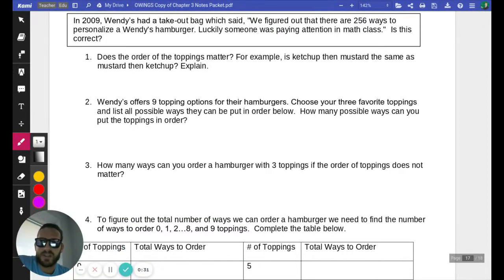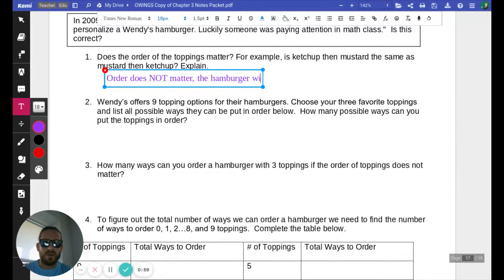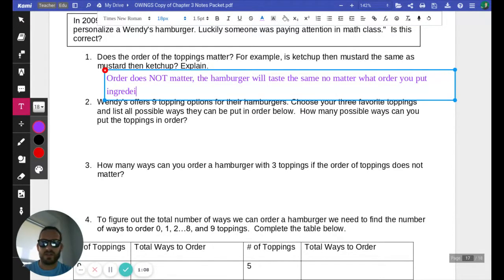First, does the order of toppings matter? Is ketchup first, then mustard the same as mustard and then ketchup? Yeah, kind of. If you put on ketchup first and then mustard, it really doesn't matter. It's going to taste the same. So order does not matter. The hamburger will taste the same no matter what order you put ingredients on the burger.